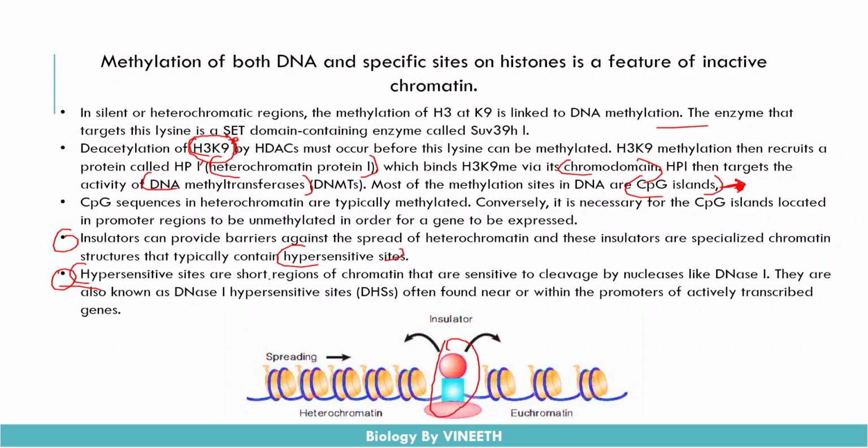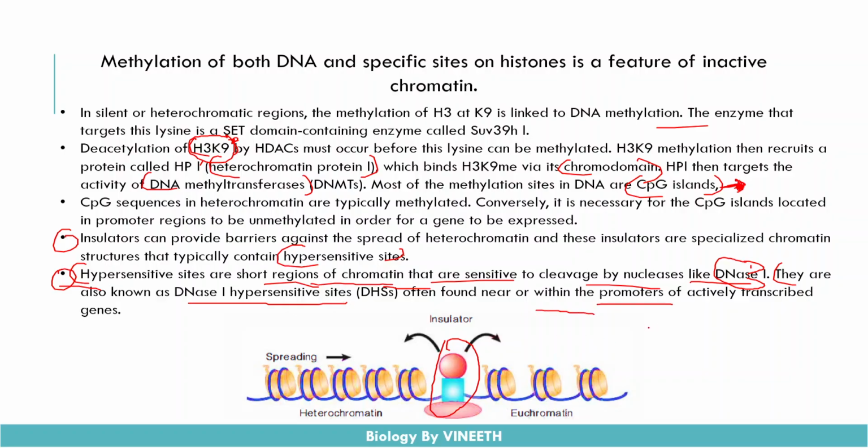These hypersensitive sites are short regions of chromatin. That means the DNA sequences only, short regions of the chromatin that are sensitive to cleavage by nucleases like DNase 1. DNase 1 is a nuclease that cleaves the DNA, and they are known as DNase 1 hypersensitive sites, often found near or within promoters.